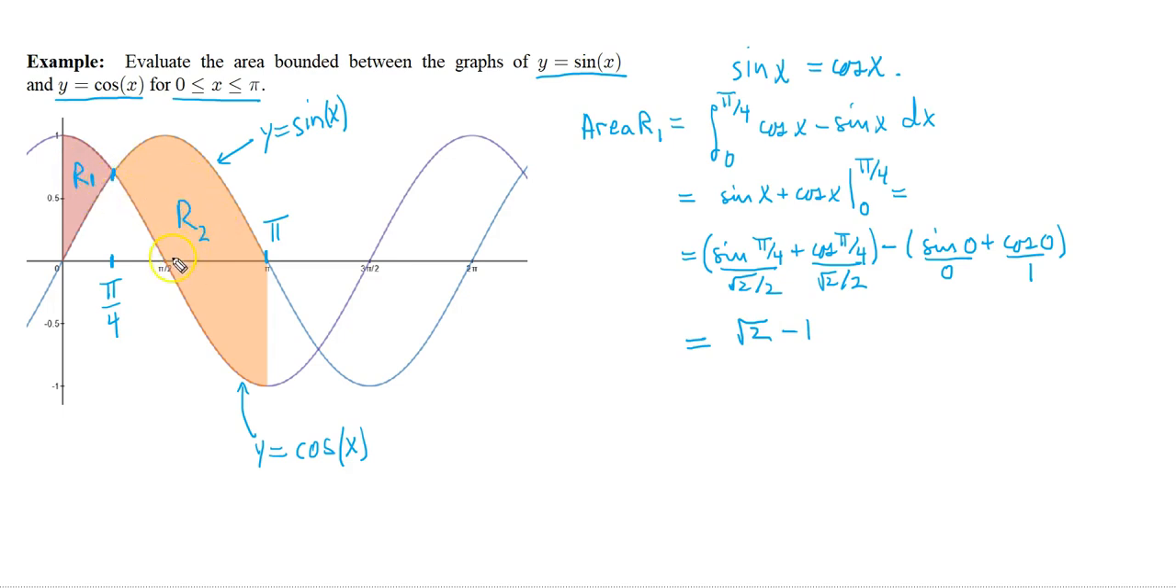Now we have to find the area of region 2 and add them together. So the area of R2 is going to be the integral from pi over 4 to pi. Now we have to go sine minus cosine, you see, because they flipped. Now the sine is the larger curve, and the cosine is the lower curve. Sine is the upper, cosine is the lower now.